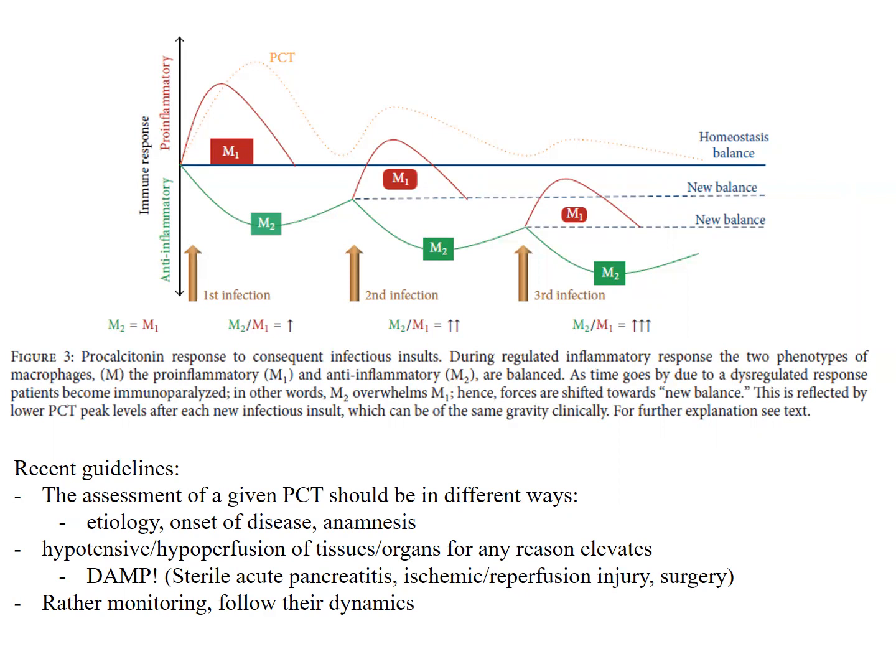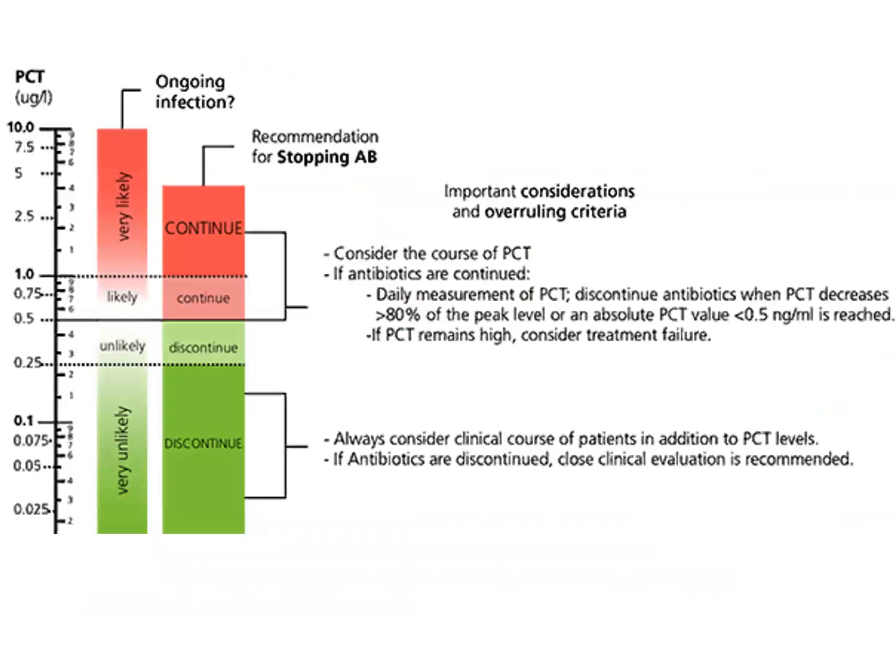So it's very important. And the assessment of a given procalcitonin should be done in different ways, because of the etiology, because of the onset of disease, because of the anamnestic data. And of course, other problems can also elevate the concentration of procalcitonin in the patient sample. So this is very important, we have to follow.